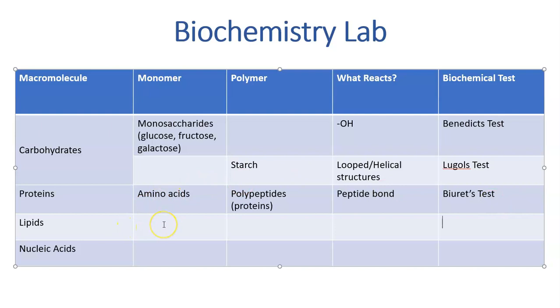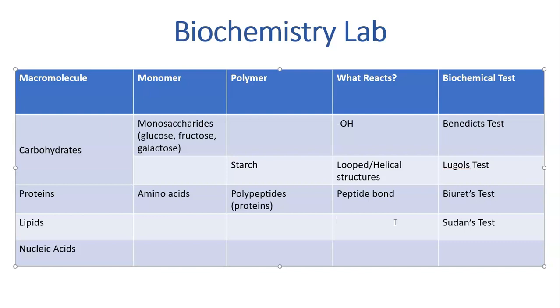And then the third and final test that we're going to do is looking at lipids. The particular test we're going to run here is called Sudan's test. Sudan's test works on lipids because lipids are hydrophobic. That's the feature that unifies all of the lipids together: they're made of long chains of hydrocarbons, and as a result, they're hydrophobic because they don't have anything that can make hydrogen bonds.